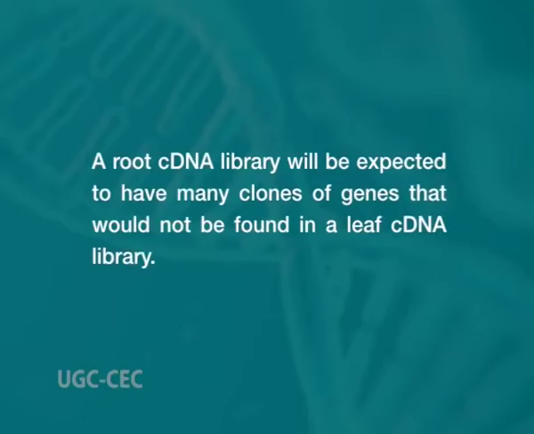Because of the different starting material, cDNA libraries will have some key distinctions from a genomic library. The clones in a cDNA library are a small subset of the organism's total gene complement because the organism will only turn on certain genes in certain cells at certain times. For example, a root cDNA library will be expected to have many clones of genes that would not be found in a leaf cDNA library.